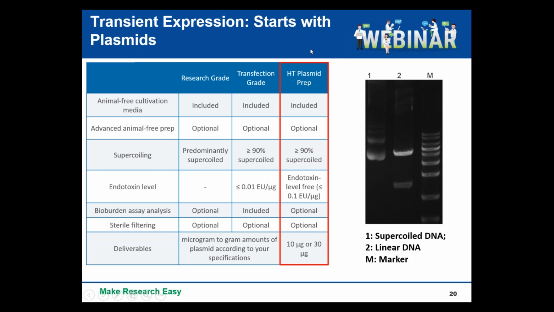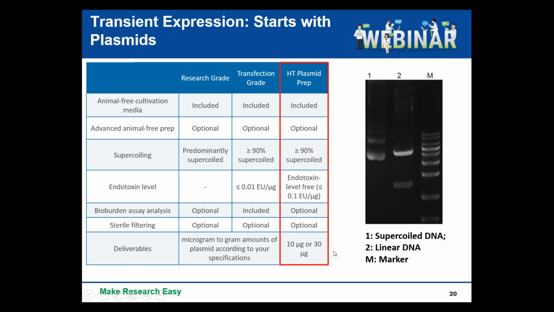So if you look at the info in the red rectangle, for high throughput plasmid prep, animal-free cultivation media is included. Advanced animal-free prep is optional. It's more than 90% supercoiled DNA. Its endotoxin level is less than or equal to 0.1 EU per microgram. Bioburden analysis is optional. Sterile filtering is optional.